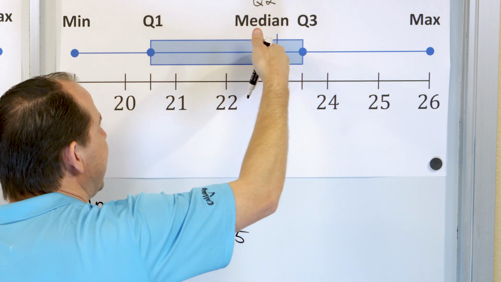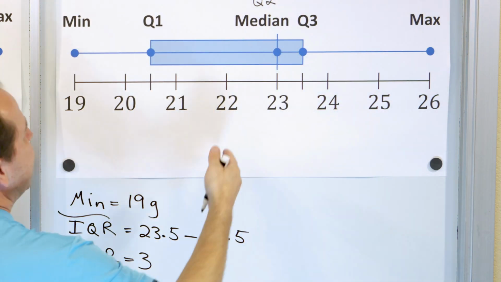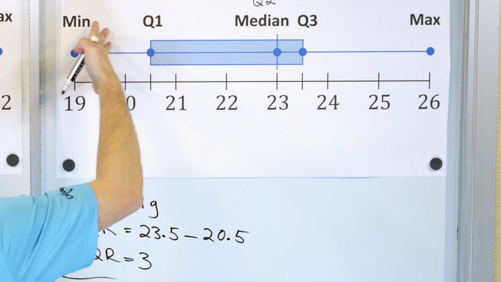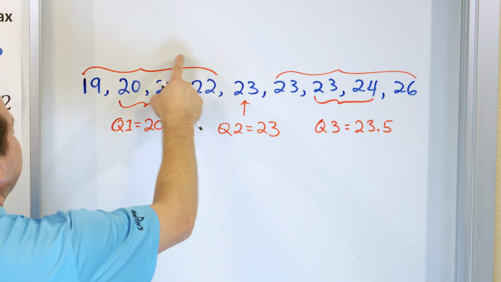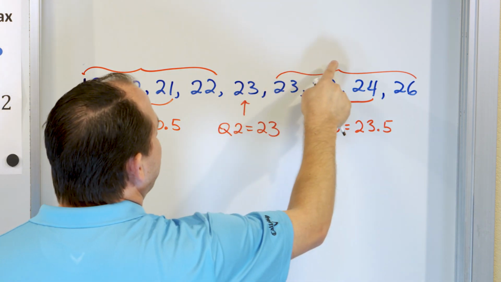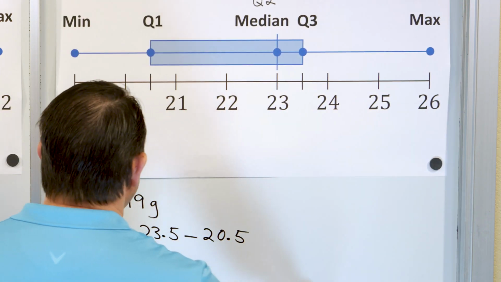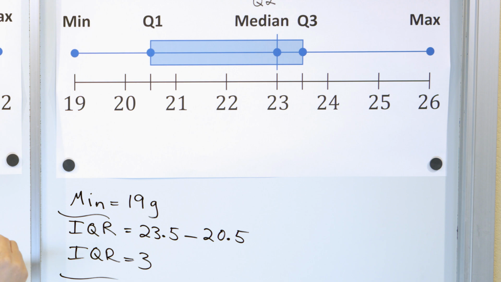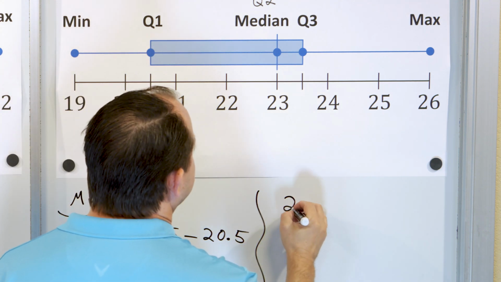So half of the data points have to be above the median and half of the data points have to be below the median. But these data points are spread out more to the left of the median. You can see that the median's 23 and it goes all the way down here to 19, whereas these points are more clumped over here on the right-hand side. So the answer to the question, half of the gumballs are heavier than or equal to blank grams, blank grams is 23 grams.